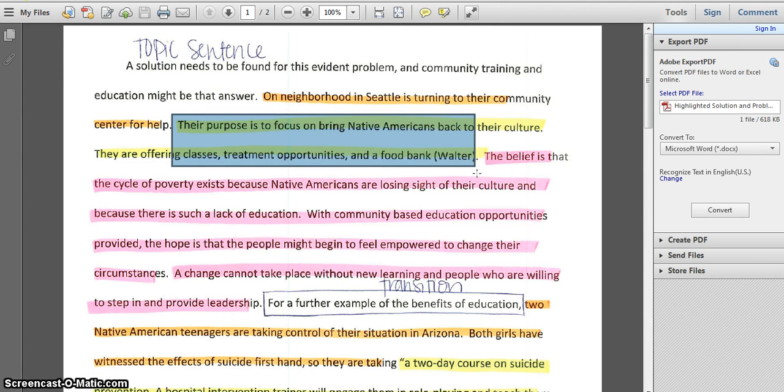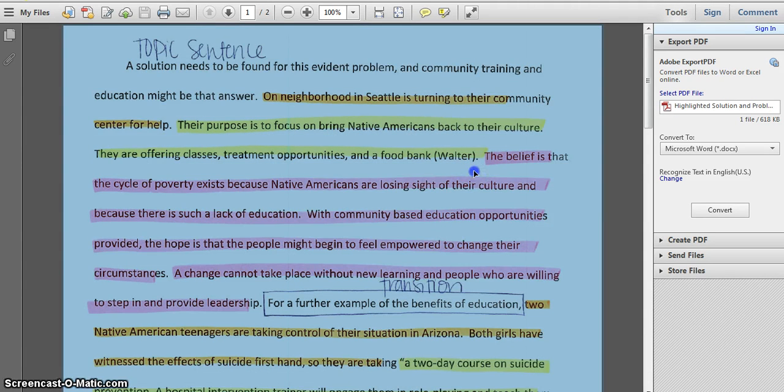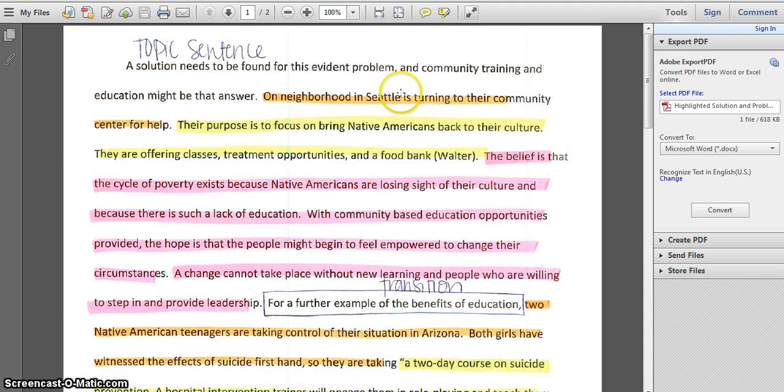What I found as I was writing my solution paragraph is there was less of a need for background because I provided most of my background when I explained what the problem was. So I don't need to reintroduce what the problem is. I just need to give solutions. And so in this paragraph, I had far more commentary as I explained what could be done to the problem and a little bit less background than in the first paragraph.